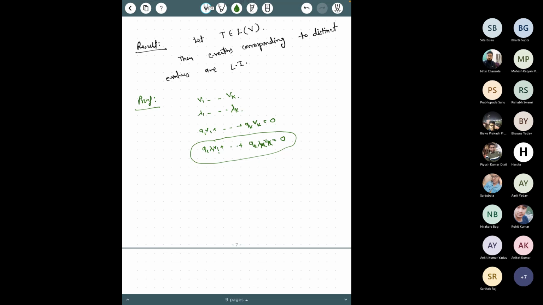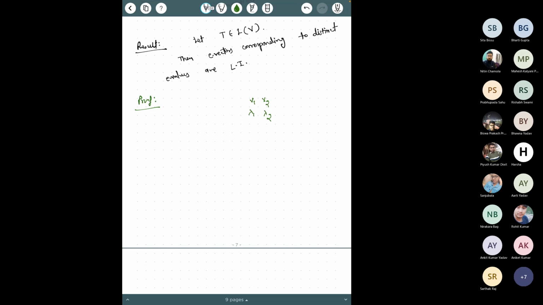Okay, anyway, so let me tell you what this is. Let us suppose two eigenvalues, lambda 1 and lambda 2, with corresponding eigenvectors v1 and v2. We prove it by contradiction.